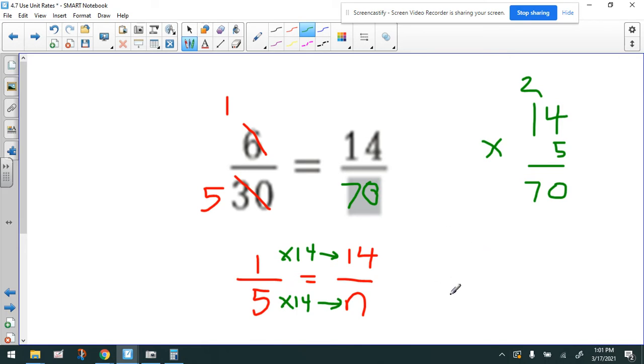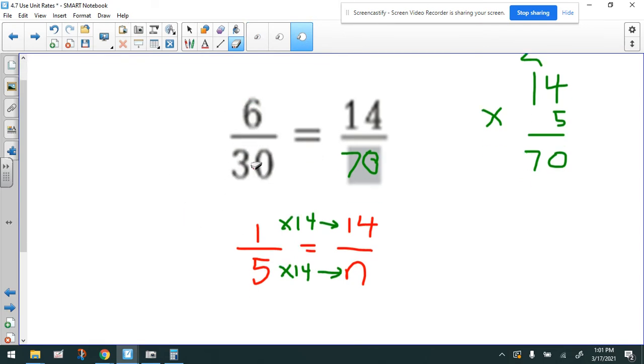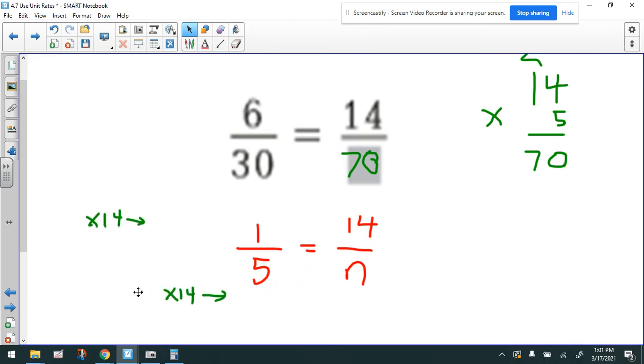Now I want to point out a few things, and that's the idea of cross products. So whether we take the simplified version of it or not, let me move this out of the way to show you what I mean. So we're saying that N is equal to 70.